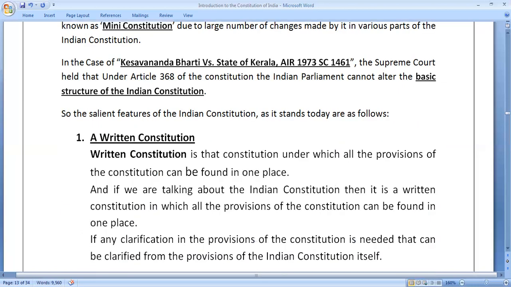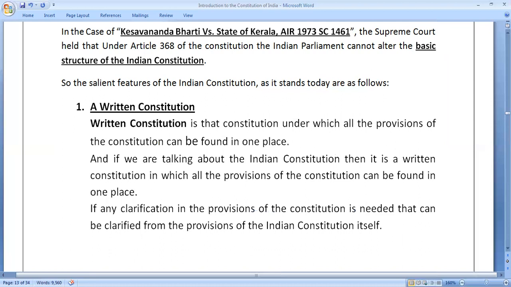The first feature of the Indian Constitution is that it is a written constitution. What is the meaning of written constitution? A written constitution is that constitution under which all the provisions of the constitution can be found in one place, in one bare act. Our Indian Constitution is an example of a written constitution in which all the provisions can be found in one place.